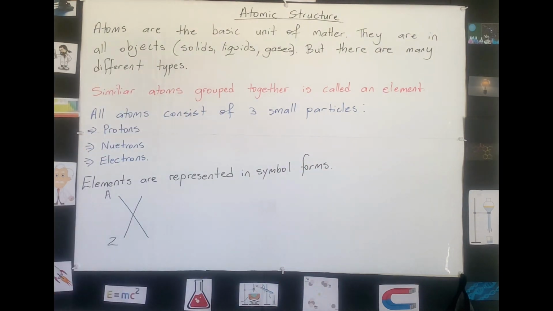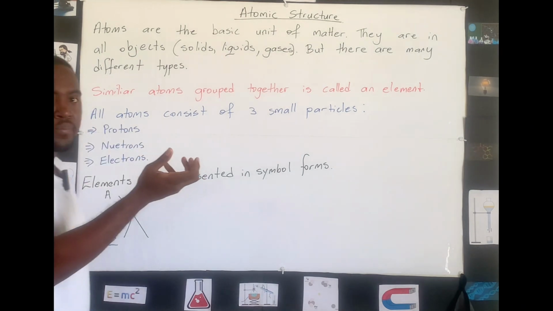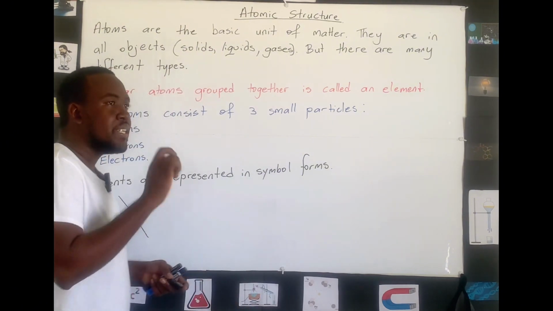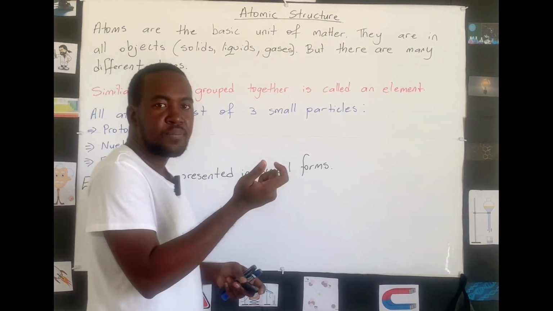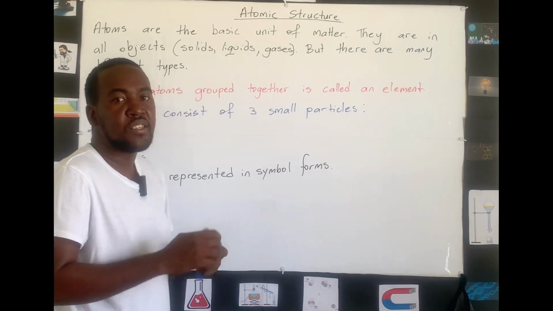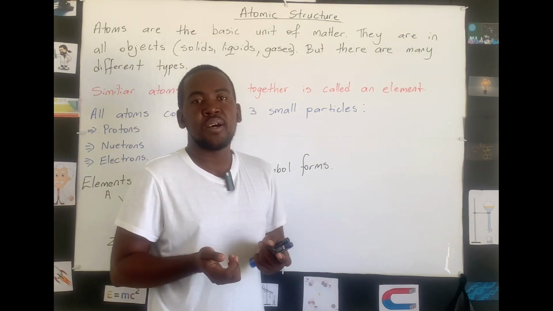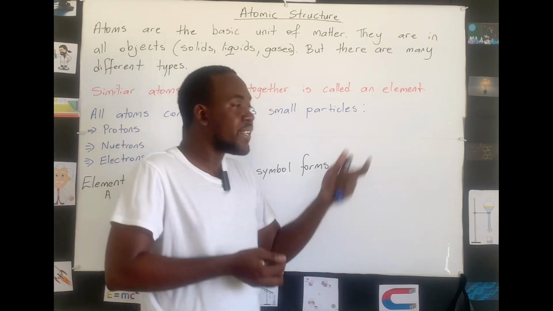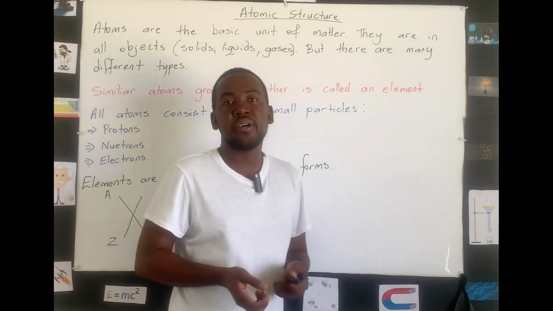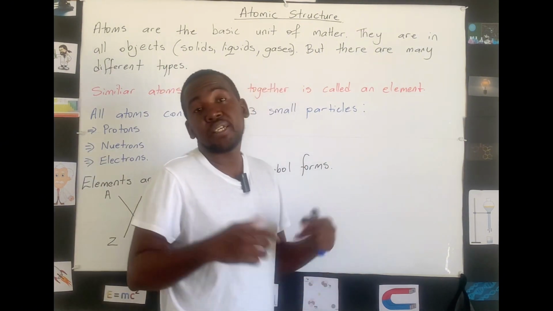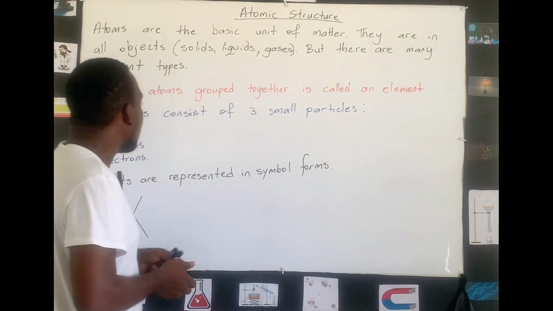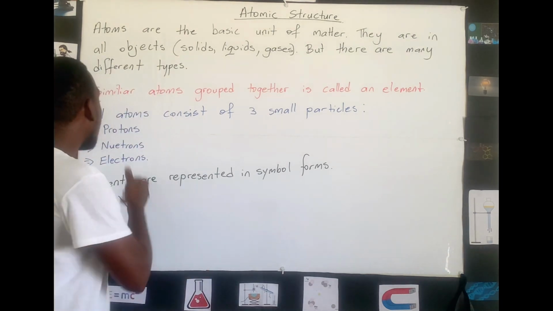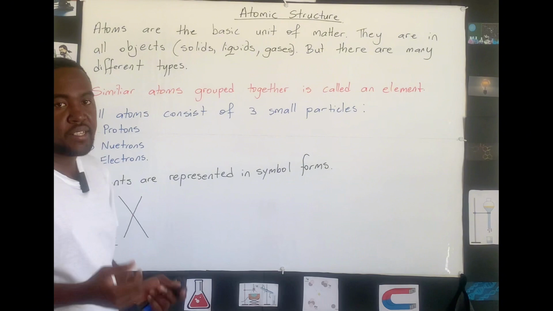And therefore, we have our periodic table where we have over 100 different elements. Each individual element is a group of similar atoms. But those atoms are different from the atoms of the next element. So if we take the element hydrogen, the atoms that make up hydrogen are different from the atoms that make up, let's say, helium or carbon. Now, in atoms we have three small particles that make them up, and these are the protons, the neutrons, and the electrons.